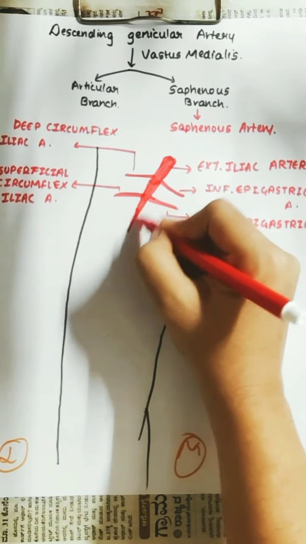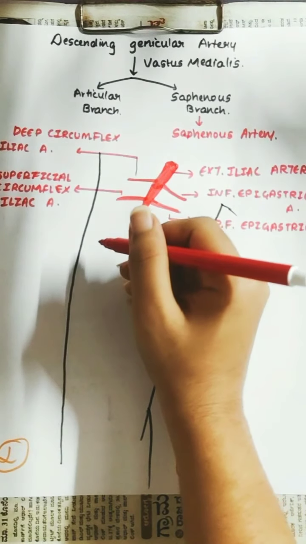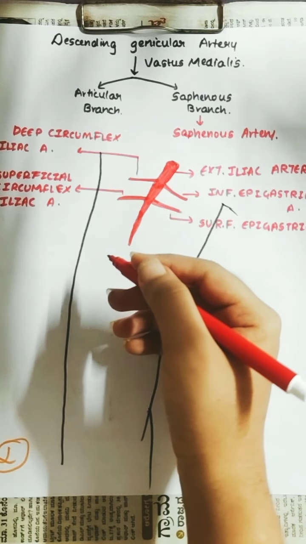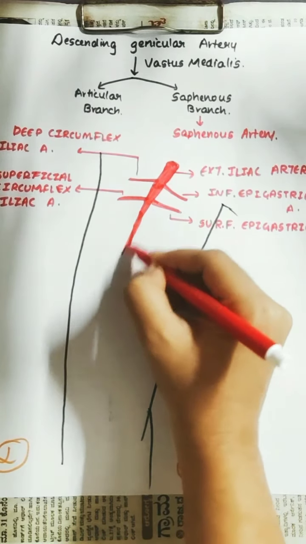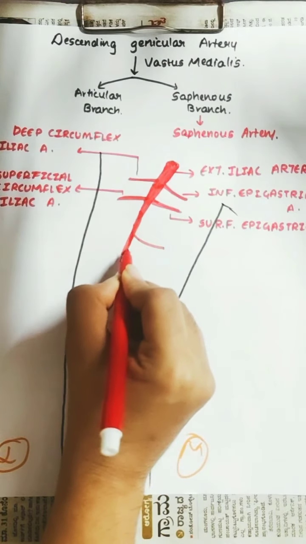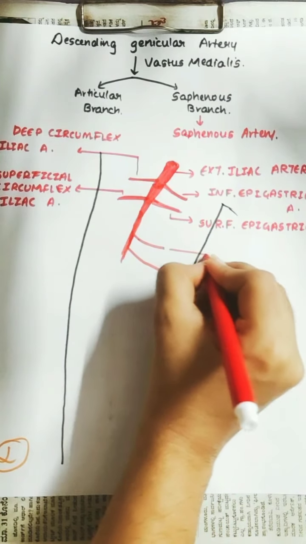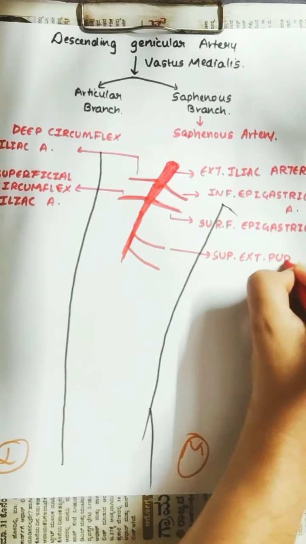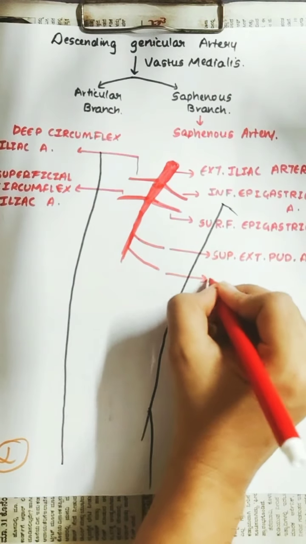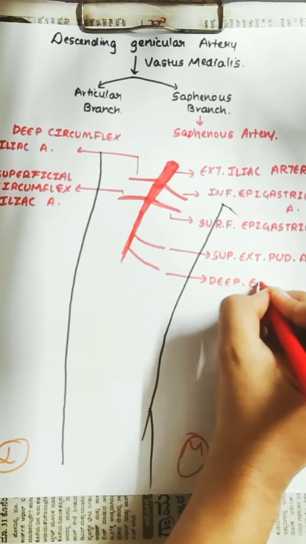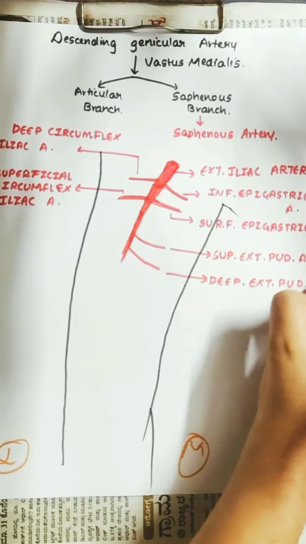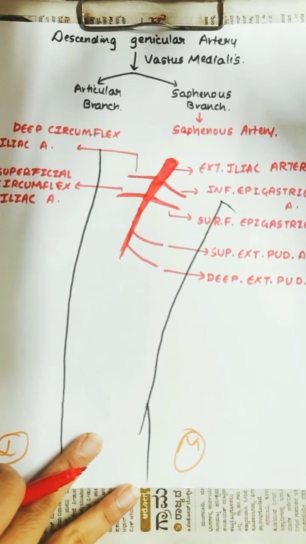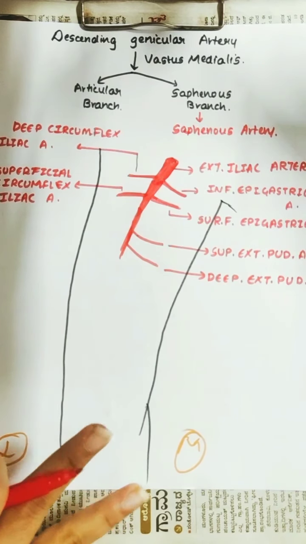Further, this external iliac artery continues and on the medial side it gives the superior external pudendal artery as well as the deep external pudendal artery.